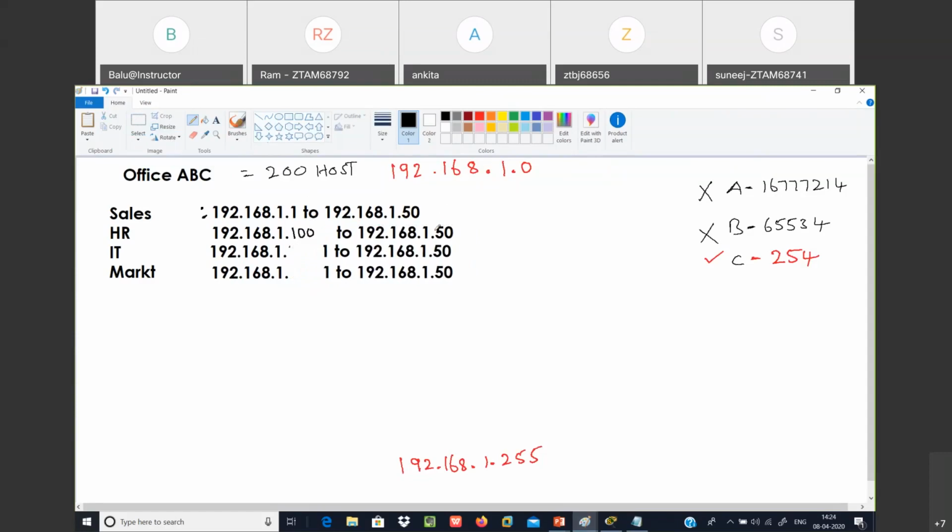Here, say 150. 151 to... sorry, yeah, 51 to 100. Here, 101 to 150, and here 151 to 200.